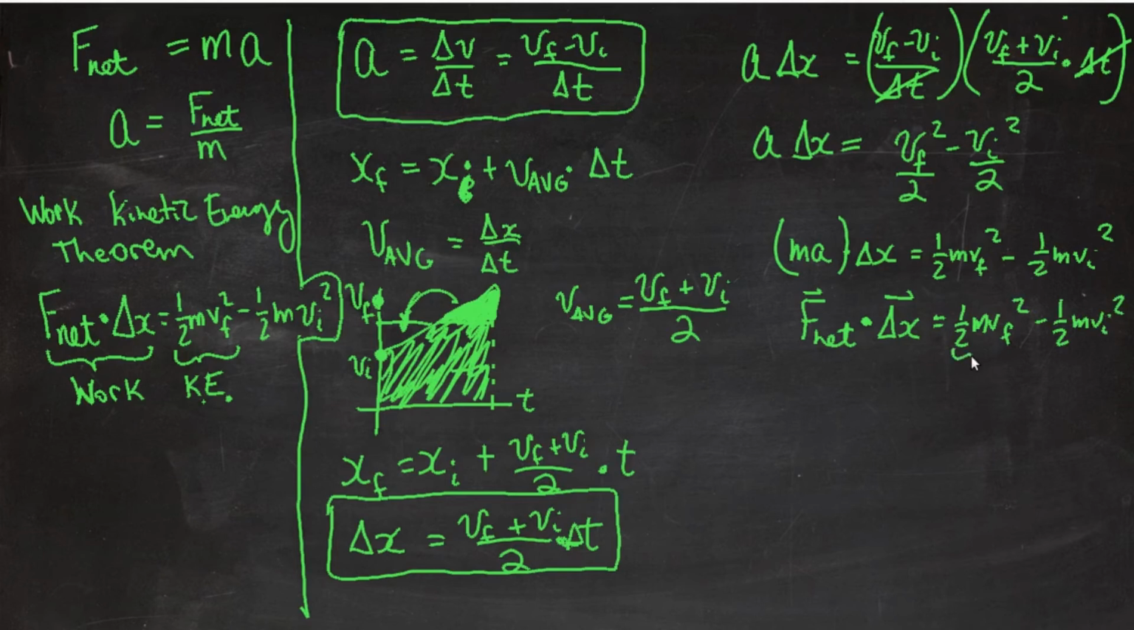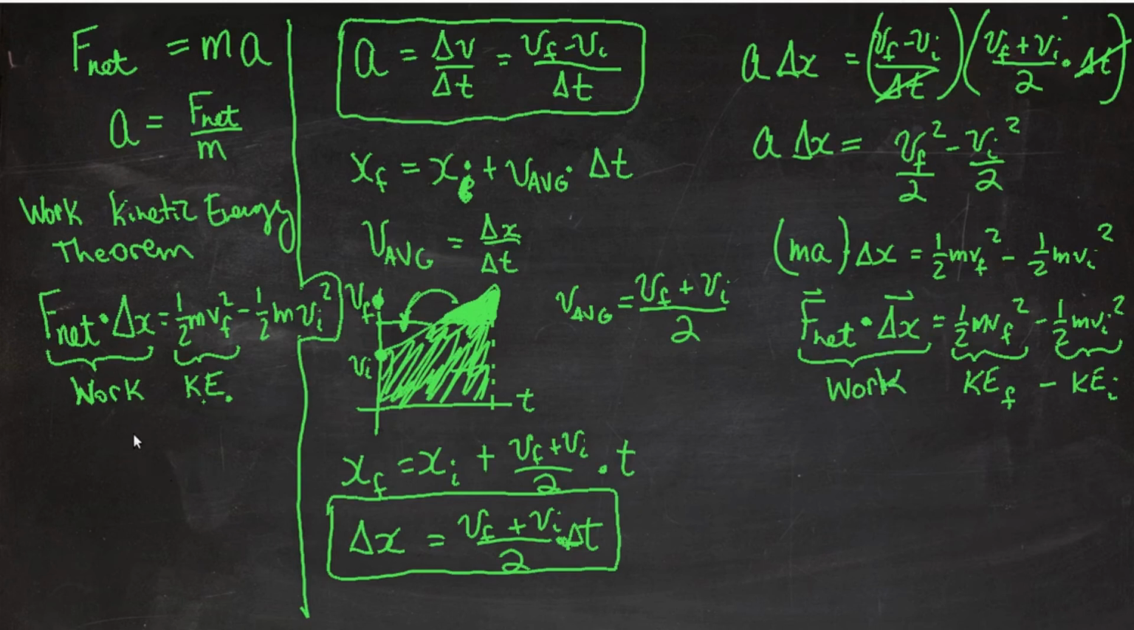And I give this quantity 1/2 mv squared a name. This is called the kinetic energy. This is also kinetic energy. So I have kinetic energy final minus kinetic energy initial. So how do I change the energy? I do this thing. I exert force times some distance, and that's called work.